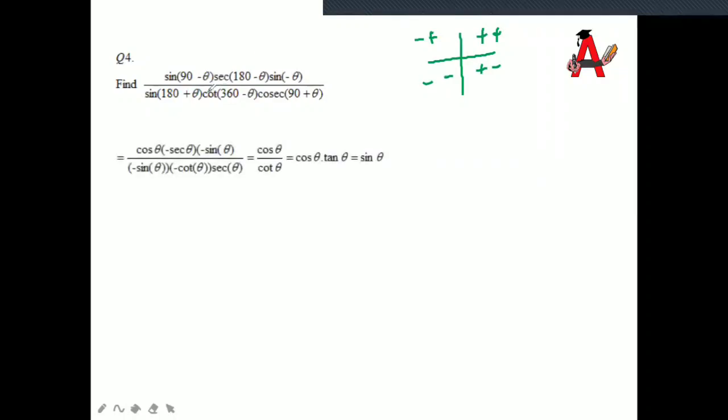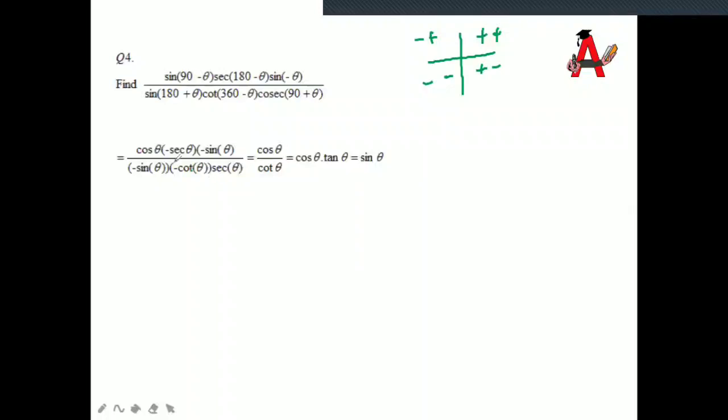Now, sine 90 minus theta is cos theta. Sec 180 minus theta will come into the second quadrant where cos is negative, so this will become minus sec theta. Sine of minus theta is minus sine theta. Sine of 180 plus theta is in the third quadrant, again minus sine theta. Plus cot 360 minus theta is in the fourth quadrant, again minus cot theta. And cosec 90 plus theta is in the second quadrant, which is sec theta.